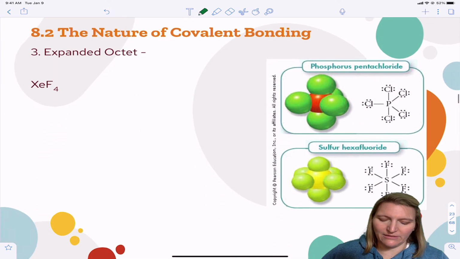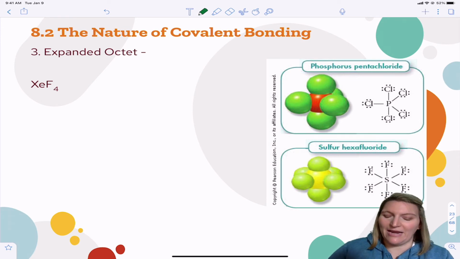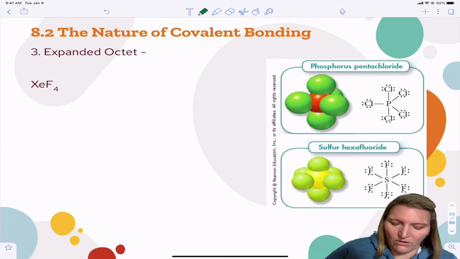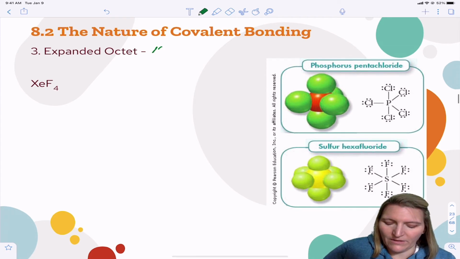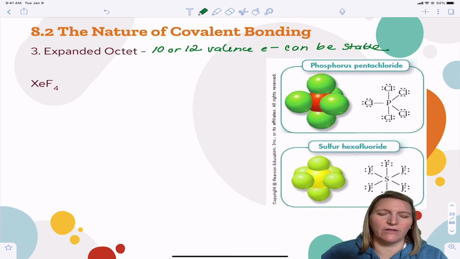And our final exception to the octet rule is when we have an expanded octet. An expanded octet means exactly what you think it means. It means that you can have more than 8 valence electrons, so either 10 or 12 valence electrons. And this can be stable. Remember, that would be 5 bonds or 6 bonds, or some combination of lone pairs and bonds.